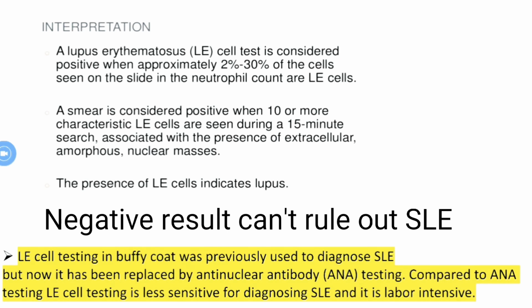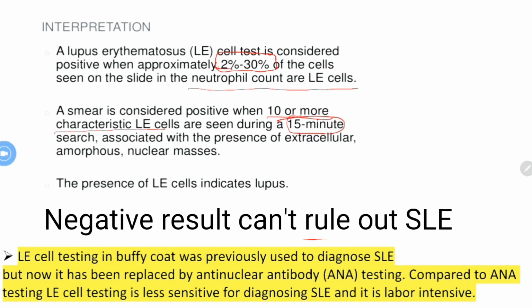Now, the interpretation. The LE cell test is considered positive when approximately 2 to 3% of the neutrophil count seen on the slide are LE cells. Again, 2 to 3% are LE cells. It is also considered positive when 10 or more characteristic LE cells are seen during a 15-minute search. Now, the presence of LE cells indicates lupus.